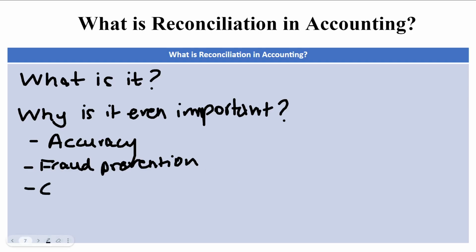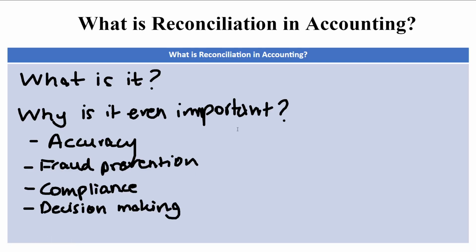Then we have compliance. So many accounting standards and regulations require businesses to reconcile their accounts to ensure compliance. And lastly, we have decision making. So accurate financial information is crucial for making informed business decisions, and reconciliation helps ensure that the information you're relying on is reliable.